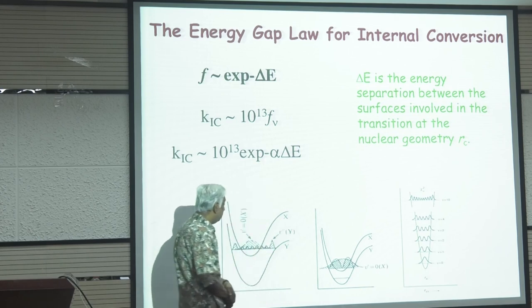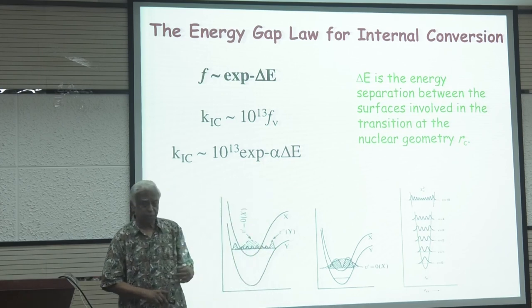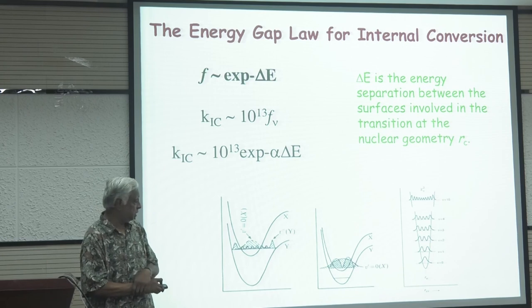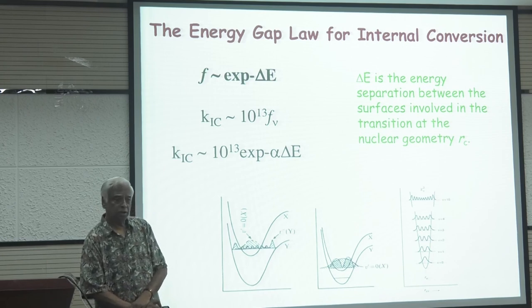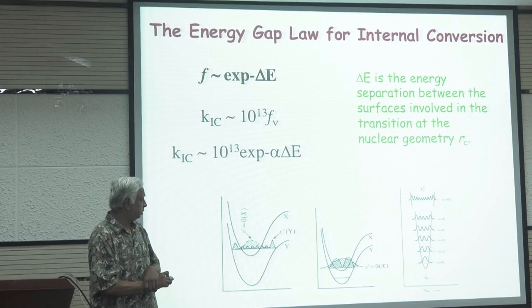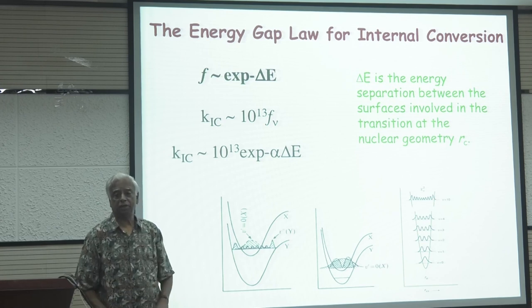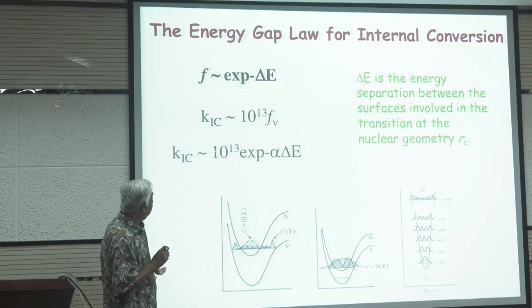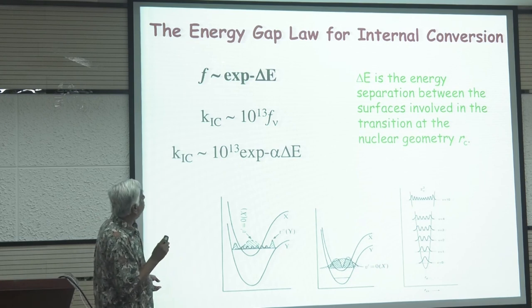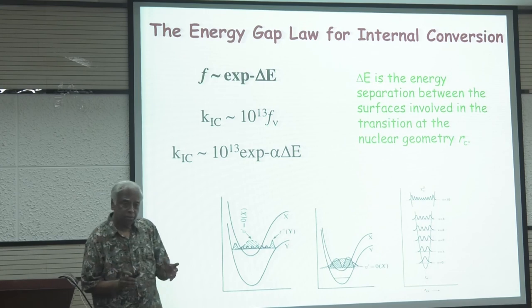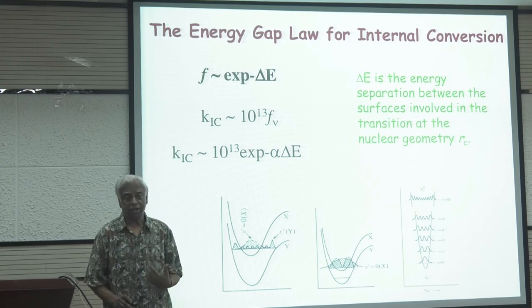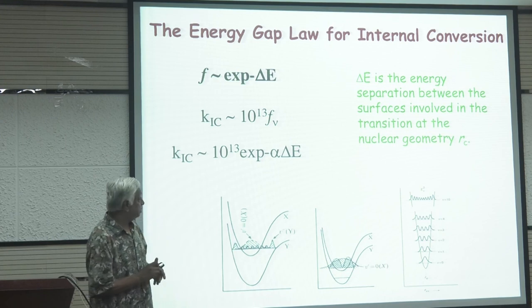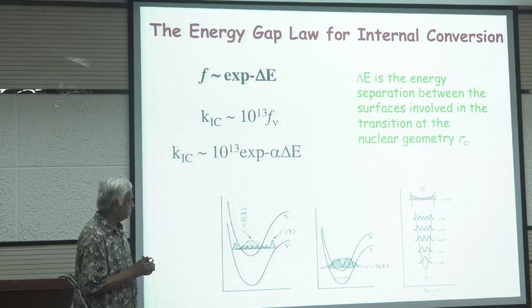So tell me which energy gap is larger between the two. This is number one, this is number two. Which one is larger? Number one is larger. So what the gap law tells you is that the larger the gap, the slower the rate of radiationless transitions. You can see the energy is in a minus term, e to the power of minus. So when delta E is larger, this number will be small.